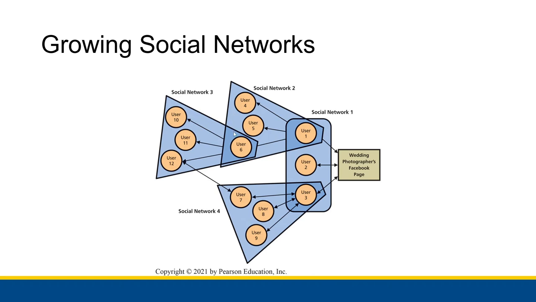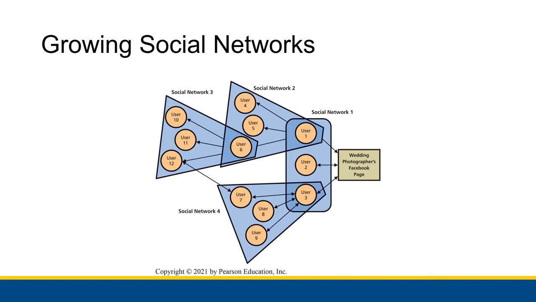Social network 2 is the social network of people who are connected to user 1, as well as user 1 themselves, so that they're self-connected. Social network 4 is the social network of people who are connected to user 3 right here. Social network 3 is the social network of people who are connected to user 6, and so on and so forth. And social network 1 is, of course, the social network of people who are following or liking the wedding photographer's, well, because it's Facebook, liking the wedding photographer's Facebook page. But the whole thing is taking place on Facebook as a social media.